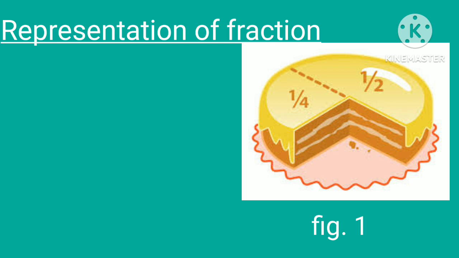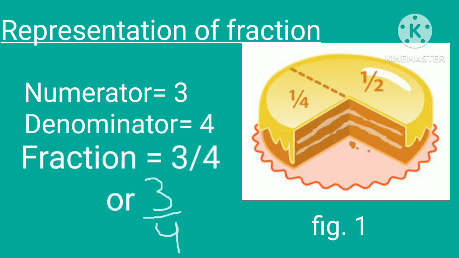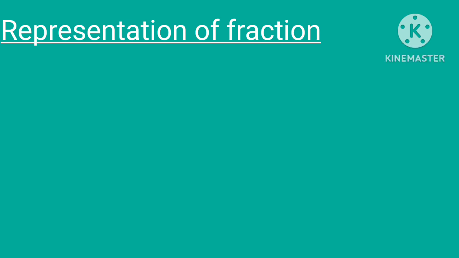Consider we want to write the fraction for this part of the cake. If we cut this cake in slices of equal size as shown by dotted line, then this cake will result in 3 pieces. So numerator is 3 and total 4 parts will make the whole. So denominator is 4 and fraction will be 3/4 or 3 by 4.